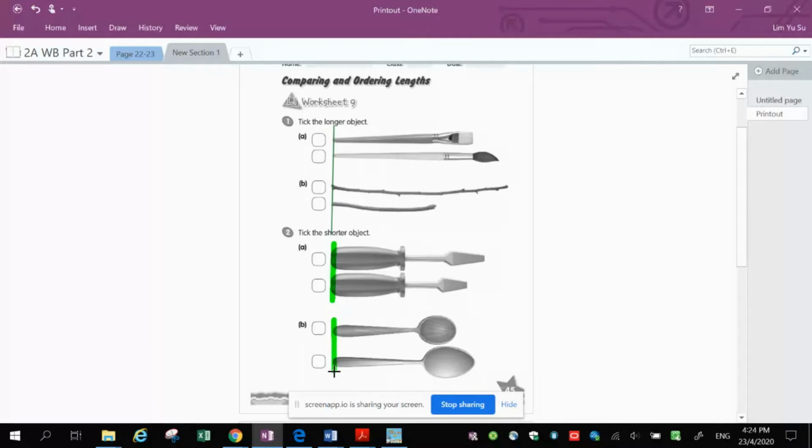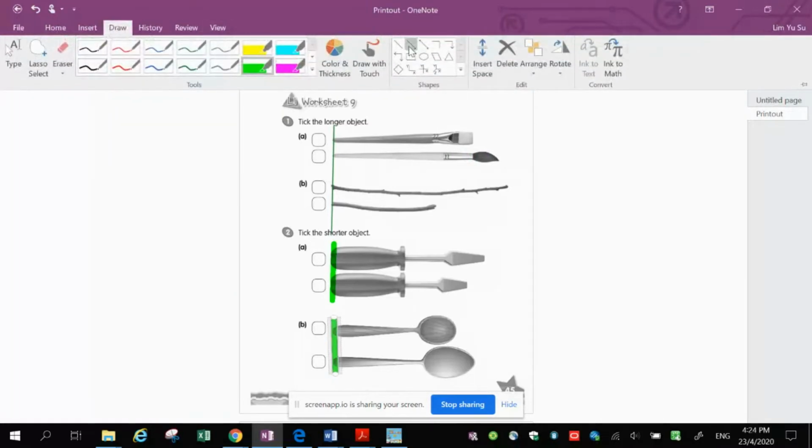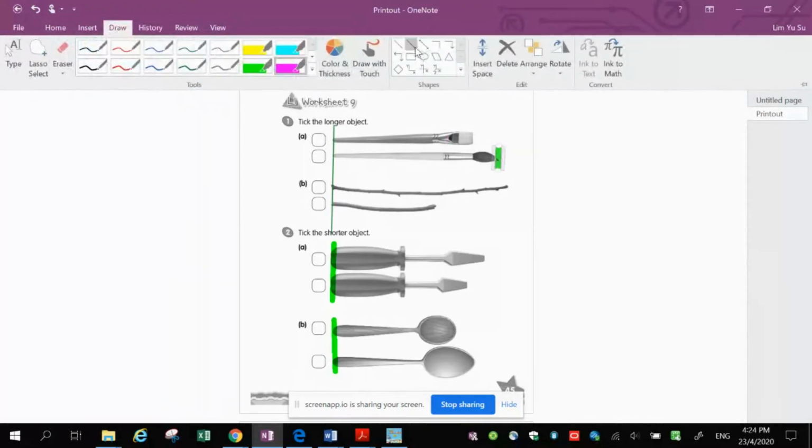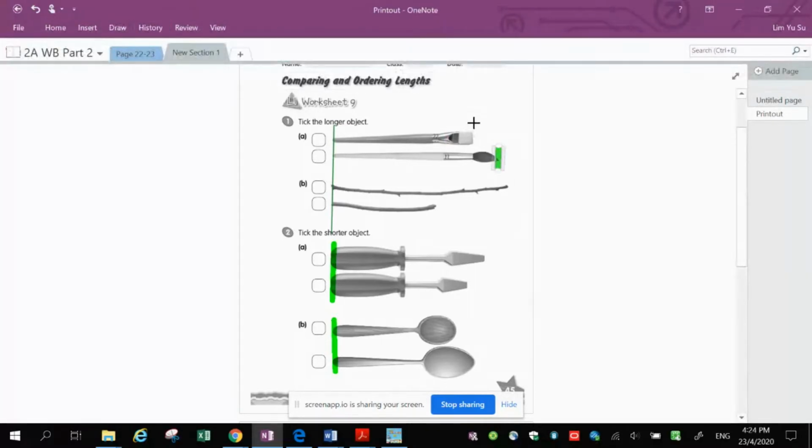Are they starting at the same starting line? Okay, so from here you can see they're all starting at the same starting line. So it's easier to compare when they are starting on the same starting line. Okay, so now let's mark out the ending points and see if we can compare from this. This brush is ending further compared to the brush here. Okay, so if I draw the line, I can see that it's easier to compare, and you can see that this brush is the shorter one. So I'll be able to mark out that this one is the longer object.